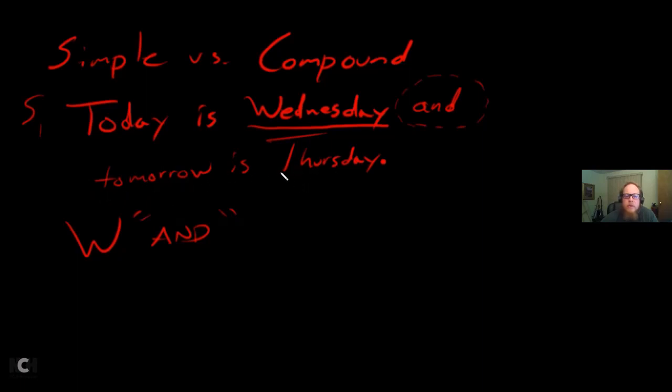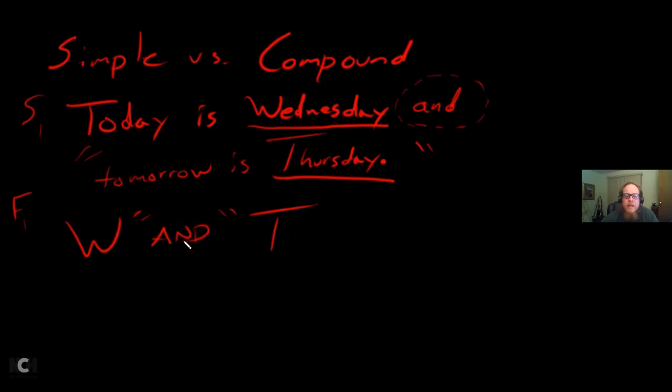So I'm just going to arbitrarily underline Thursday here. So the statement "tomorrow is Thursday" is going to be represented by just the letter T, because that's the first letter in the underlined word that I've selected. So this statement here can be represented by the formula W and T.